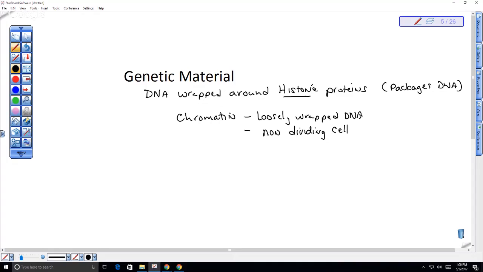So when a cell gets ready to divide, it produces chromosomes. During the cell cycle, when a cell gets ready to divide, the chromosomes are tightly wrapped DNA. They occur prior to cell division, so they're found in cells preparing to reproduce or divide.